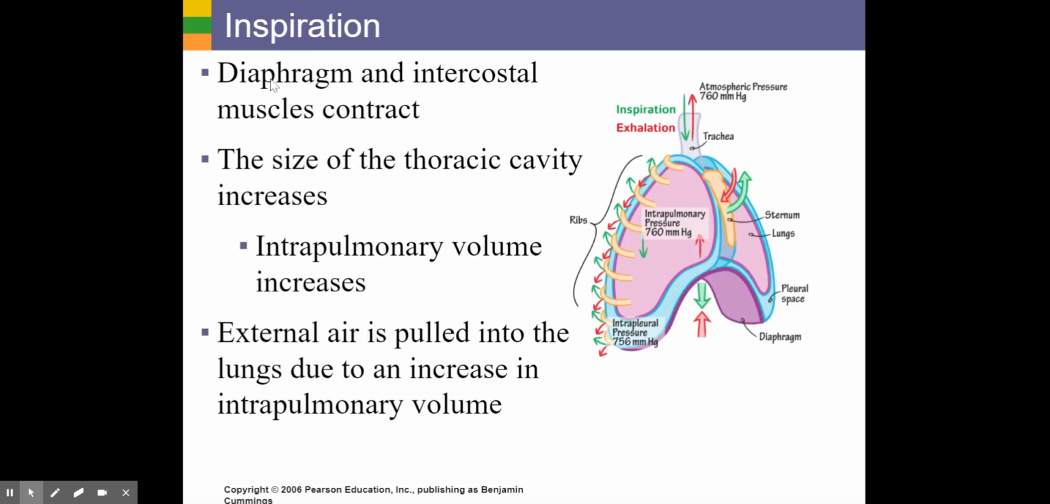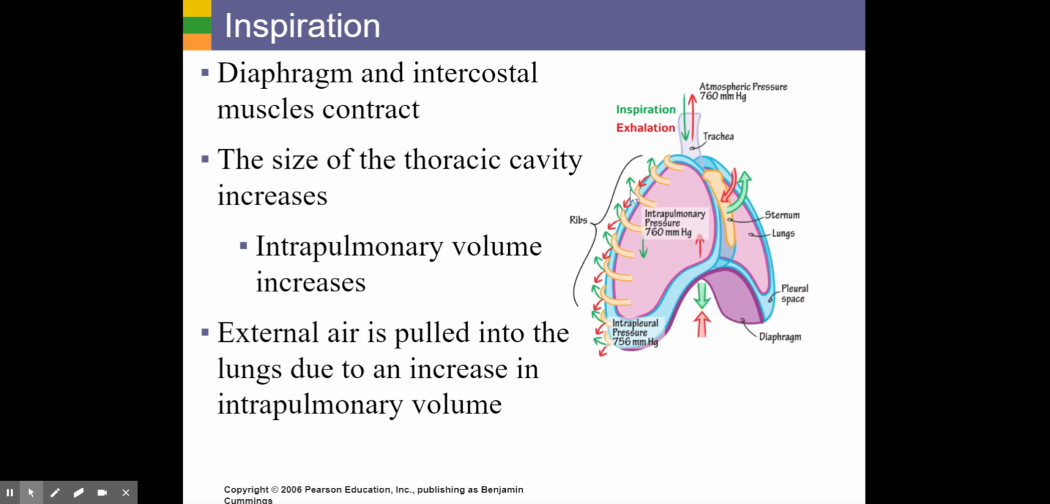Inspiration is pretty much all driven by muscle tissue. So it's a contraction of both the diaphragm as well as the intercostal muscles. So the diaphragm, remember, runs right along the bottom here of the thoracic cavity, separating it from the abdominal cavity. So on inspiration, the diaphragm will contract, pulling downward, essentially compressing the abdominal contents, but also at the same time increasing the volume of this space within the thoracic cavity.